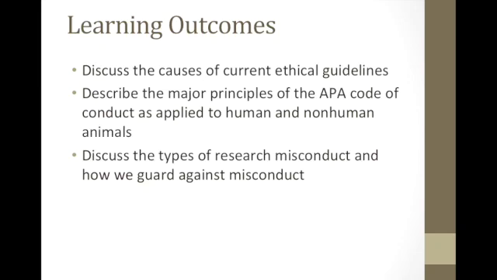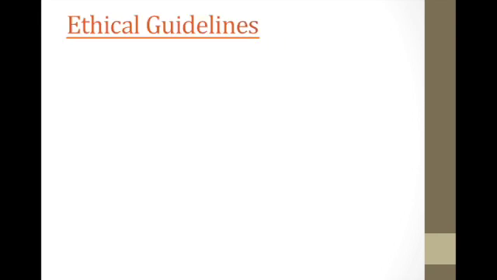So today we're going to talk about ethical guidelines that guide the use of humans and non-humans in research. We're going to talk about the history of the ethical guidelines that we currently use and where they came from. We're going to talk about the major principles of the APA Code of Ethics as it is applied to both human and non-human animals. Lastly, we're going to discuss the different kinds of research misconduct and how we can guard against that misconduct.